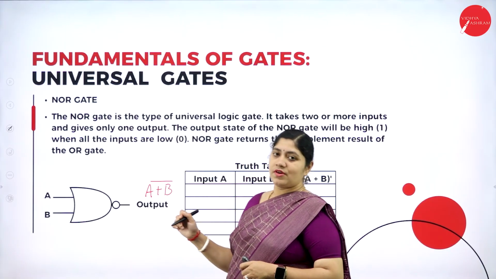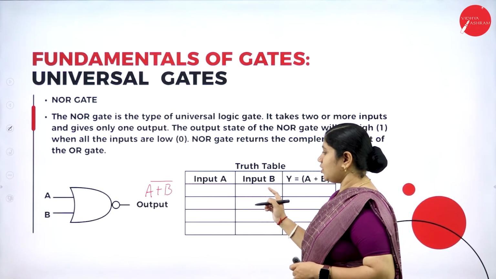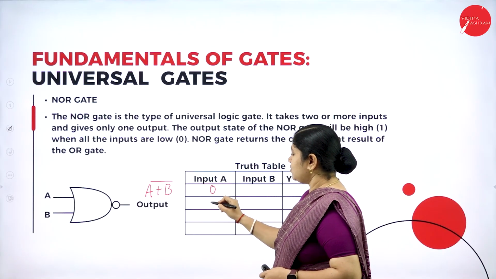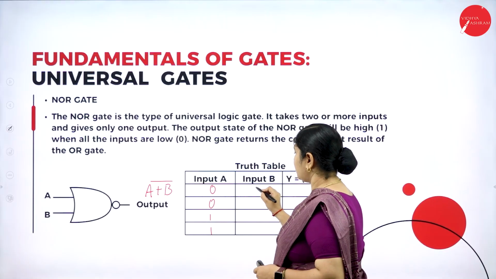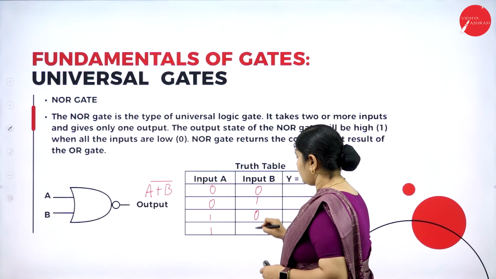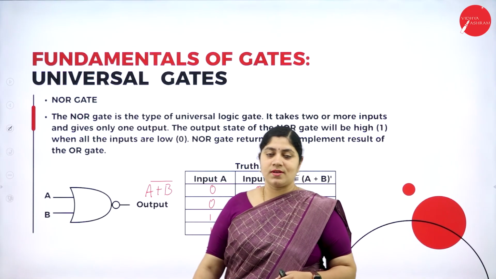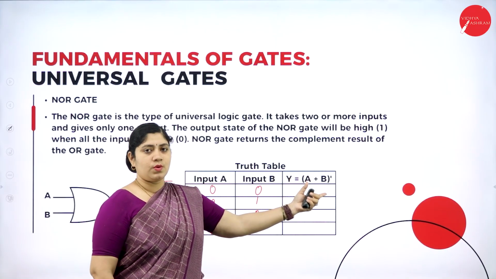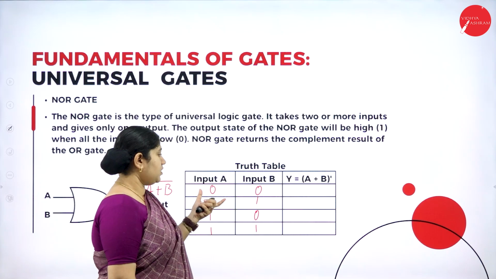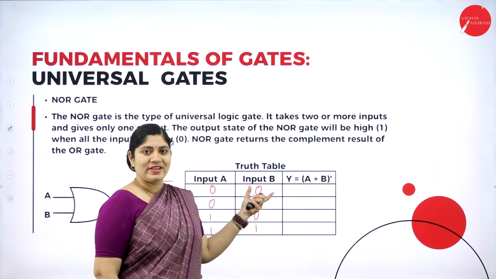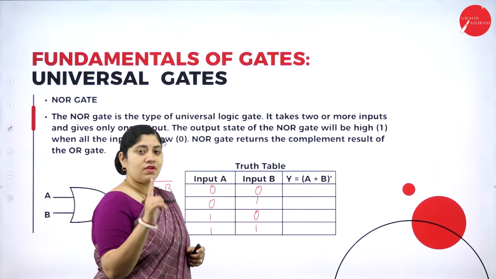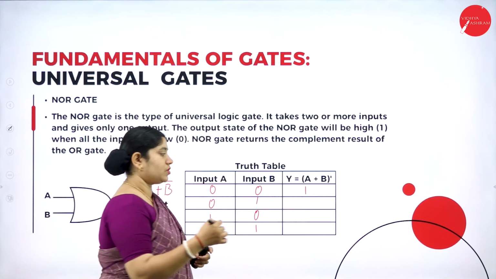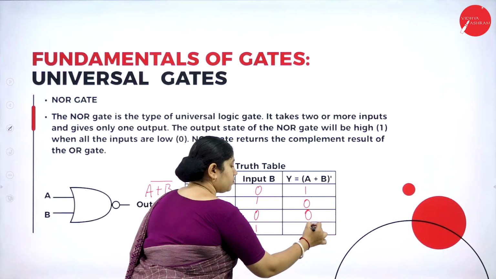And with respect to the truth table, as it's a two-input gate, we have to go with four different combinations. So let's start: A is 0, 0, 1, 1 followed by B, 0, 1, 0, 1. Alright, it's done. Now let's see how it works. It is A plus B whole bar, right? So let's see 0 plus 0. Only in this condition will we get a high value. In all the other conditions the output goes low.